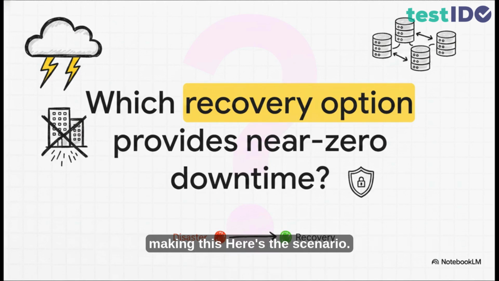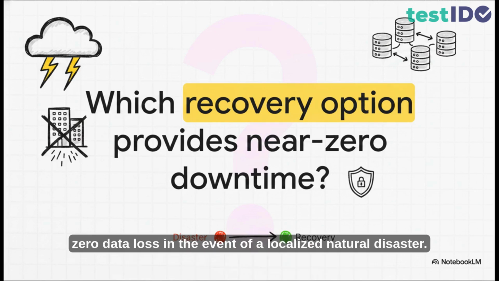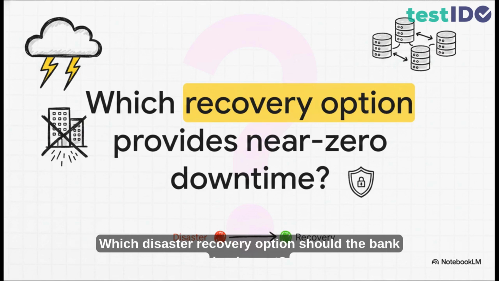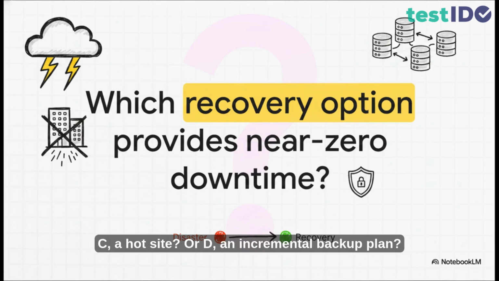Here's the scenario. A multinational bank requires that its transaction processing systems experience near-zero downtime and zero data loss in the event of a localized natural disaster. Which disaster recovery option should the bank implement? Is it A, a cold site, B, a warm site, C, a hot site, or D, an incremental backup plan? Take just a second and lock in your answer.